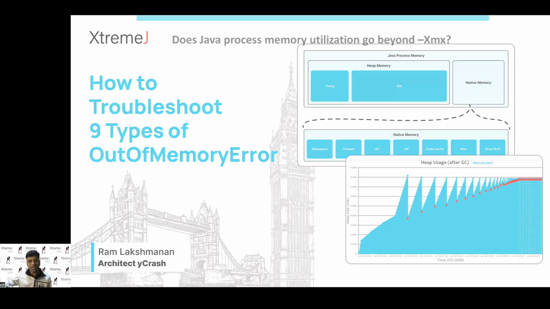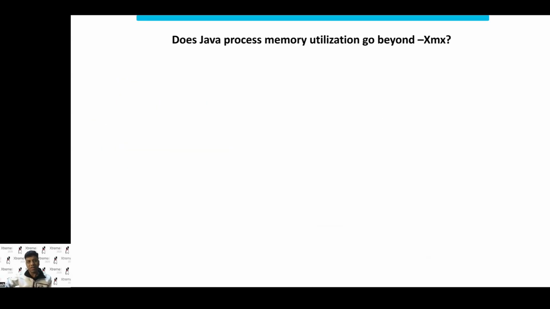Friends, in order to understand different types of out-of-memory errors, first of all, you want to understand the JVM internal memory model. And this is probably the most important slide of my talk, right? Okay, so friends, let me kick off this with a question. Does Java process memory utilization go beyond Xmx?